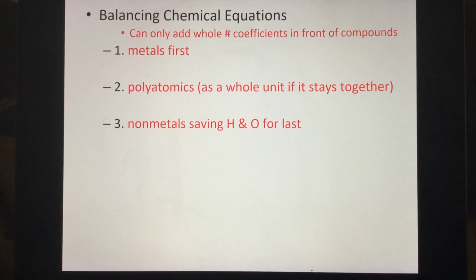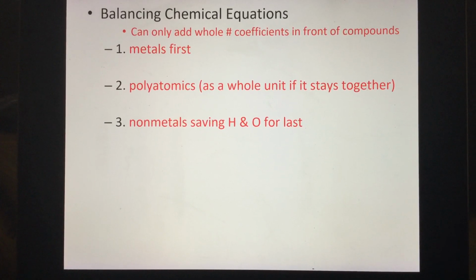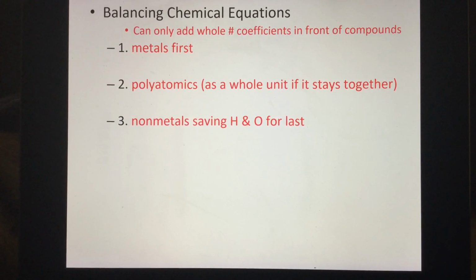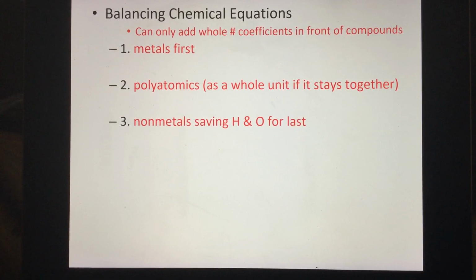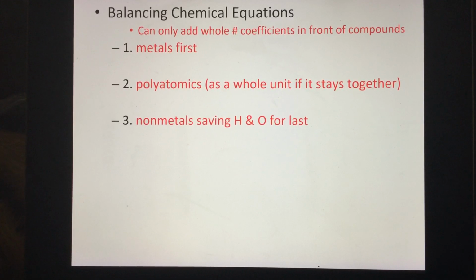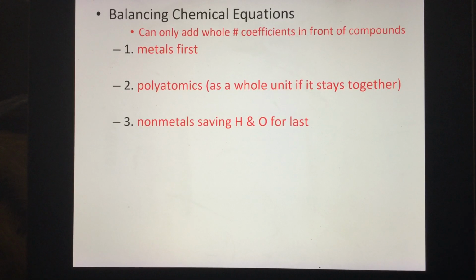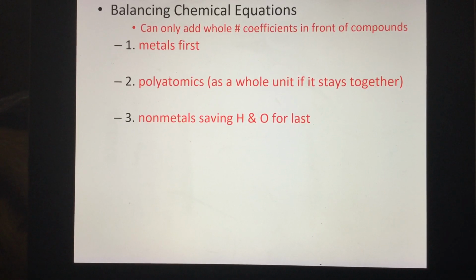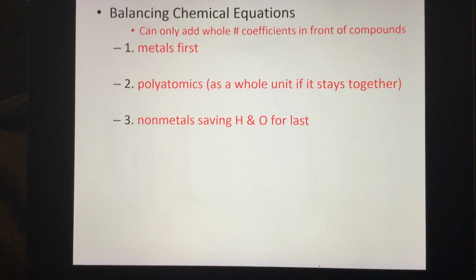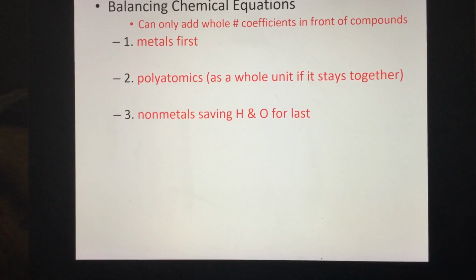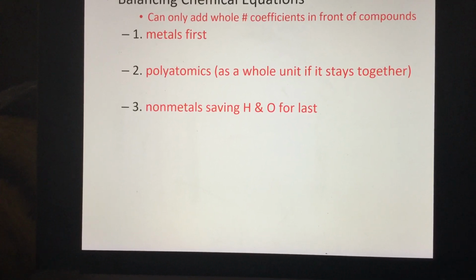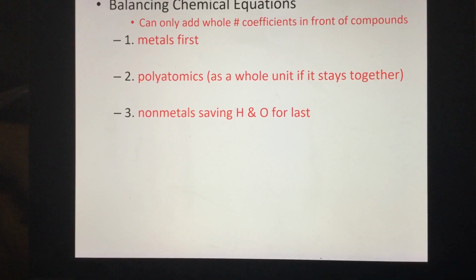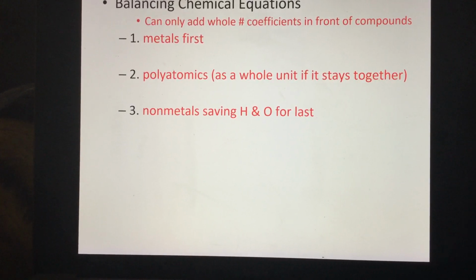Then after you've done both of those things, balance any nonmetals, saving hydrogens and oxygens for last. So balance metals, then polyatomics, then any nonmetals, and then the very last two things will be balancing the hydrogens and oxygens. That's usually because there are so many hydrogens and oxygens, and they're often in multiple places in the chemical reaction. It's just easier that you save those for last. And sometimes they'll already be balanced by the time you get to them. So that's the order I recommend balancing a chemical equation in.